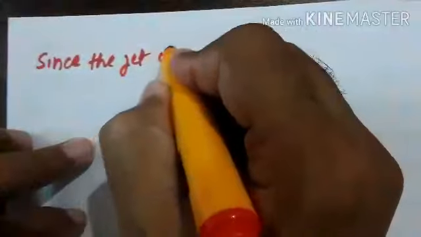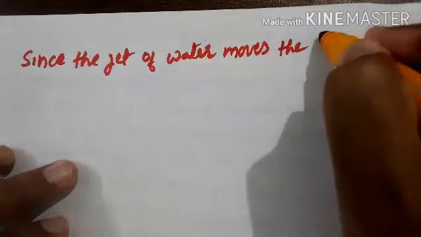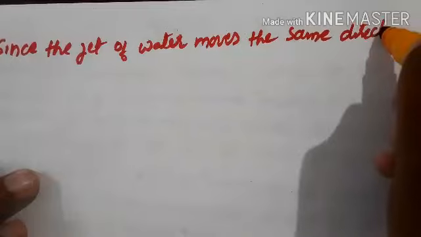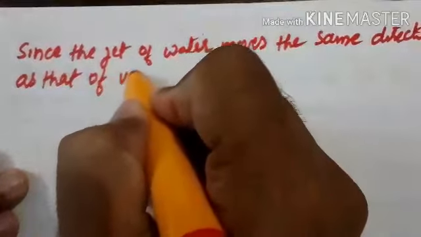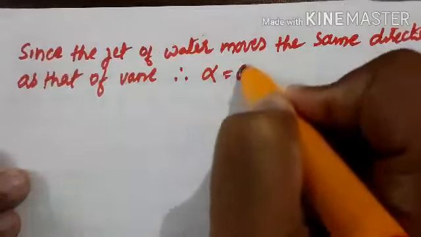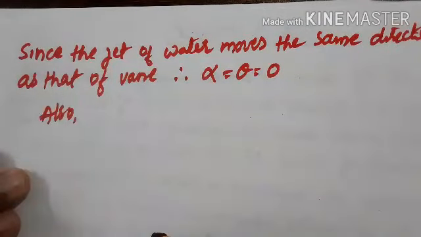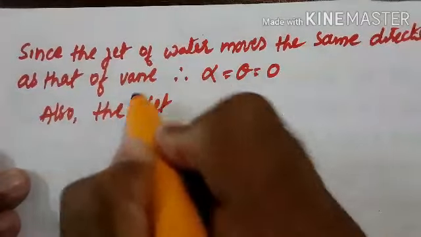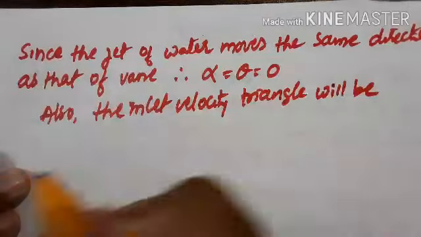Okay. You can write one line here. Since the jet of water moves in the same direction as that of the vane, therefore alpha equal to theta equal to 0, and also the inlet velocity triangle will be a straight line.